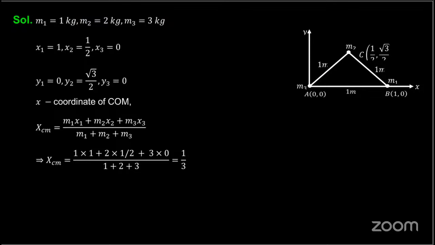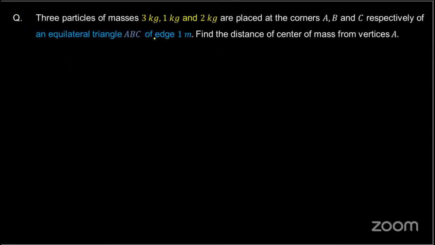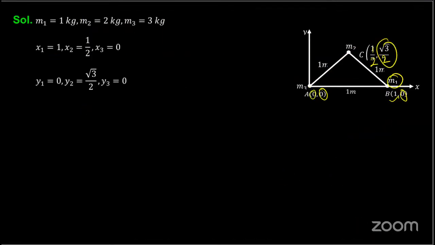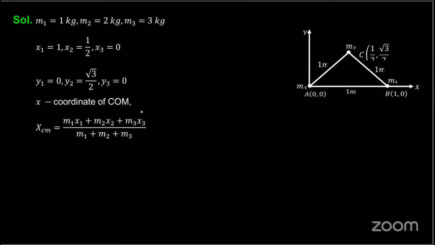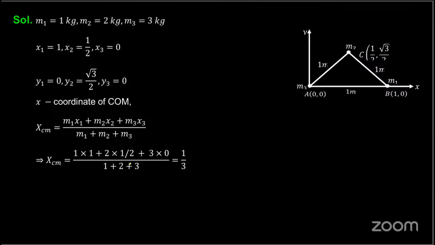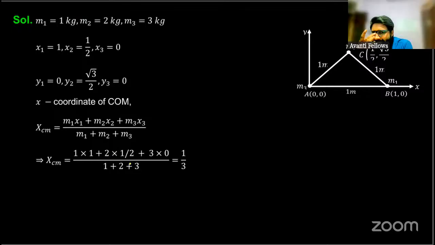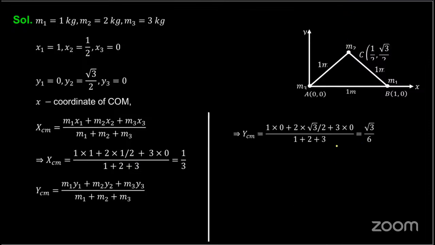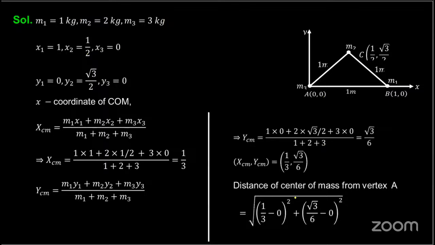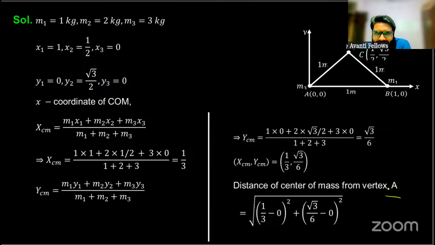Mass is also given to you. Mass is given to you 3 kg, 1 kg, 2 kg. When you put the value here, you will get xcm as 1/3 and ycm as √3/6. Now you have to tell what is the distance from center of mass from vertex C.